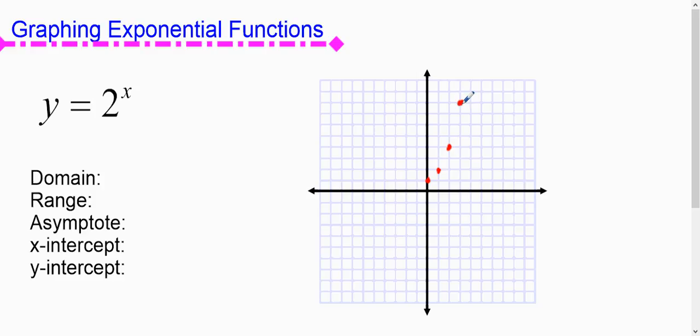Look at all those dots. And then you should remember that it goes through those dots, flattens out, and goes with the x-axis. So there's our graph of 2 to the x.